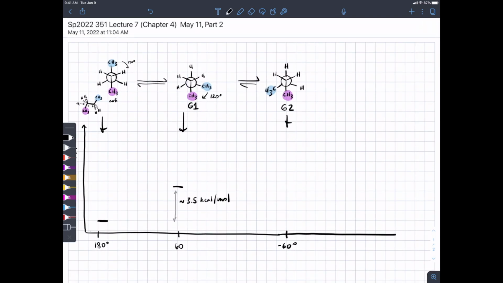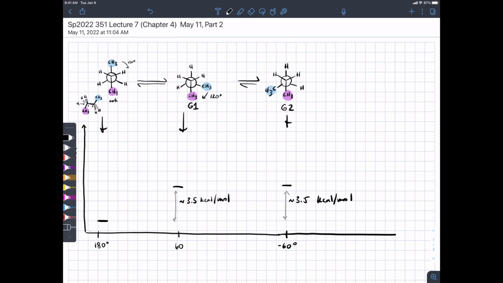So yeah, we would put that energy level at about the same. And that's also, again, around 3 kilocalories, 3.5 kilocalories per mole.